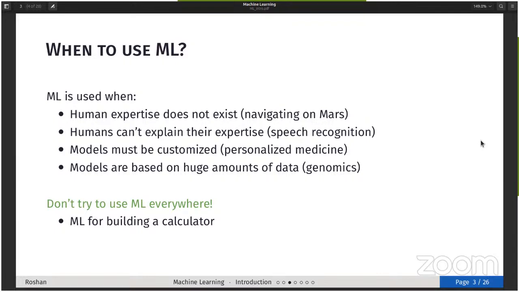So these are the cases where we can use machine learning, but I would suggest don't try to use ML everywhere. We have rules defined for building a calculator, so we don't need to build a machine learning system for a calculator. You don't need to collect data. You don't need to train a model just for building this calculator where the logic has been previously defined. You don't need to use ML.